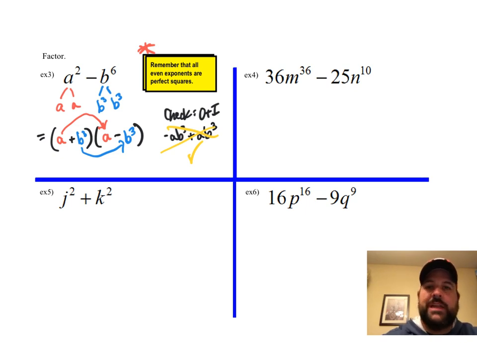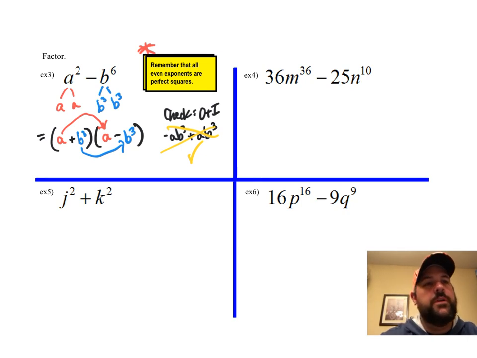Go ahead and take a look at example 4. If you want to pause it this time, you can try this one on your own. Follow the same idea. Figure out what's our perfect square or square root for the 36m to the 36th. What's our square root for 25n to the 10th? And then set up your two binomials. So go ahead and pause, try it on your own, and then restart when you're ready.